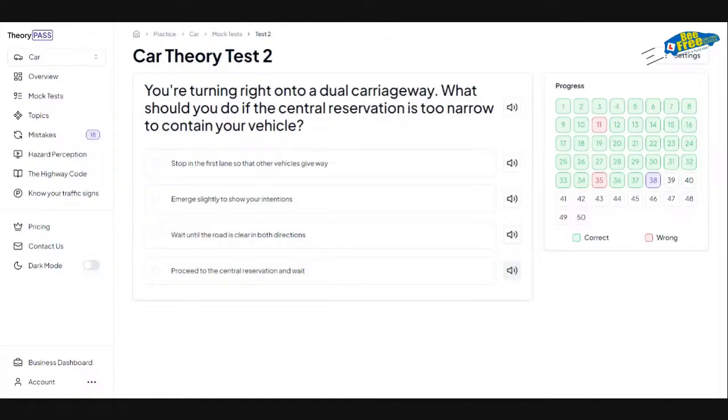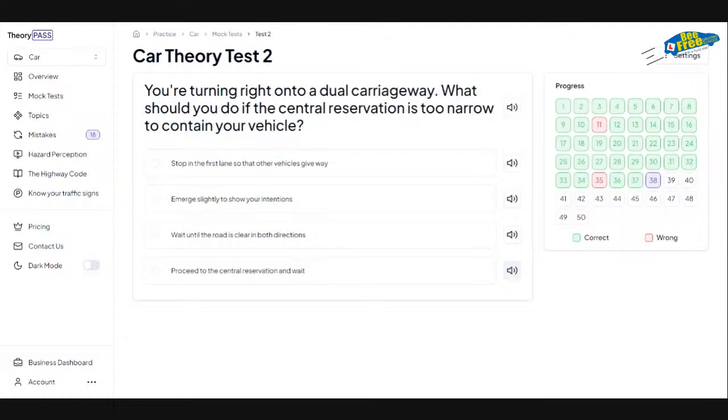So, I'm in the minor road and I'm turning into a dual carriageway. Okay, I've got that. I know where I'm coming from. The central reservation is too narrow. So basically, when I pull forward, if it's too narrow, I can't wait in the middle. I've got to do it in one move.